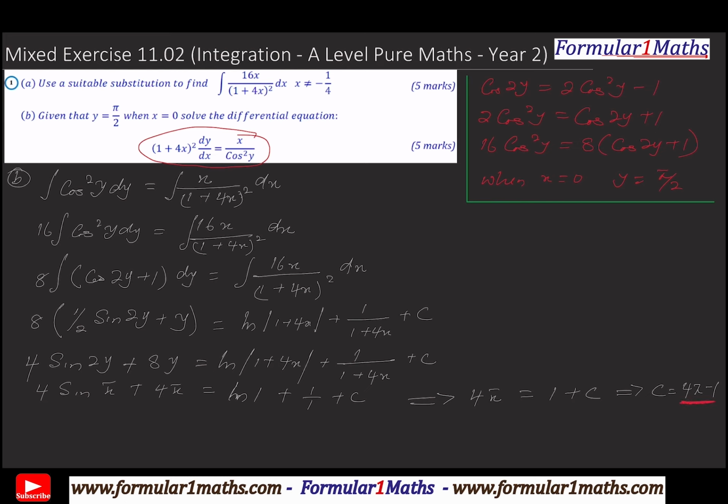We can now write our full equation, which will be 4 sine 2y plus 8y is equals to ln 1 plus 4x plus 1 over 1 plus 4x plus our integration constant, which happens to be 4 pi minus 1. And this is the final answer required.